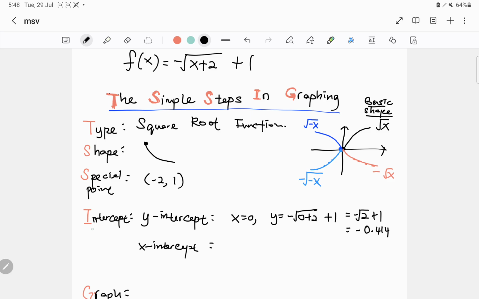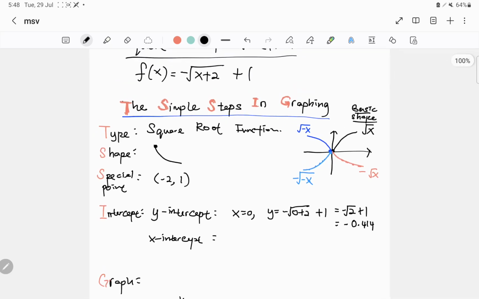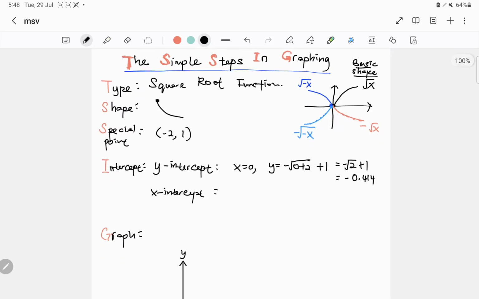Next, I will find the intercepts. For me, I will calculate the y-intercept first, because it's easy to count by just substituting x equals 0 to get the y value. But the x-intercept I will hold first. I will get the graph first. I will check whether the graph passes through the x-axis. If it does, I will calculate the x-intercept.